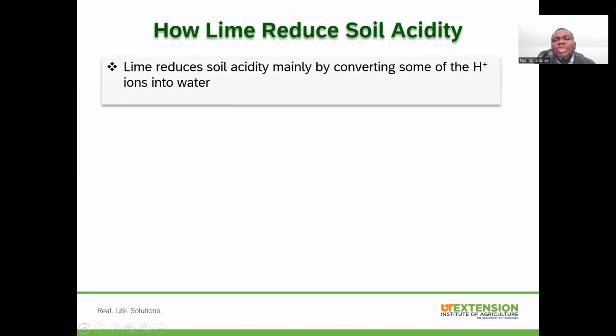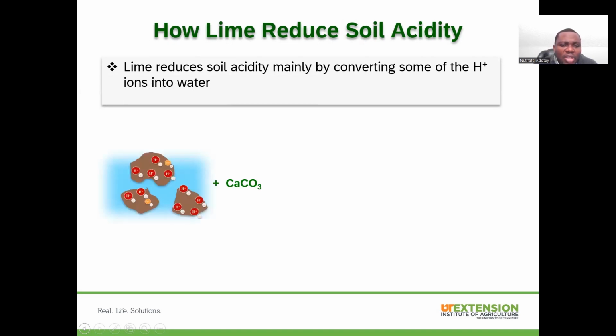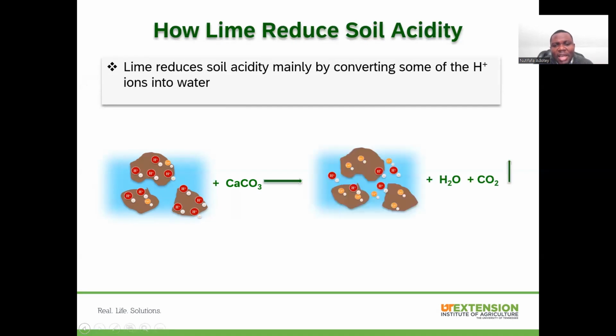So how does lime reduce soil acidity? It primarily reduces it by converting some of the hydrogen ions into water. And this is what I mean. If you look at this diagram here, the soil with a low pH has a lot of hydrogen ions on the soil surface. So when you add your calcium carbonate, the calcium carbonate dissociates and the calcium displaces the hydrogen ions into solution. And the bicarbonate breaks down to hydroxide and carbon dioxide. The hydroxide will react with the hydrogen ions to form water. That is how the reduction of acidity takes place.